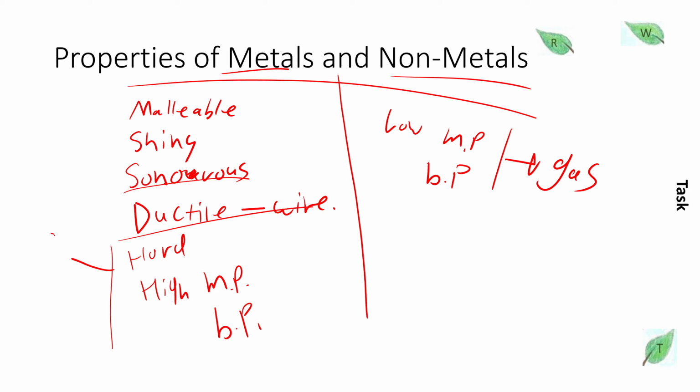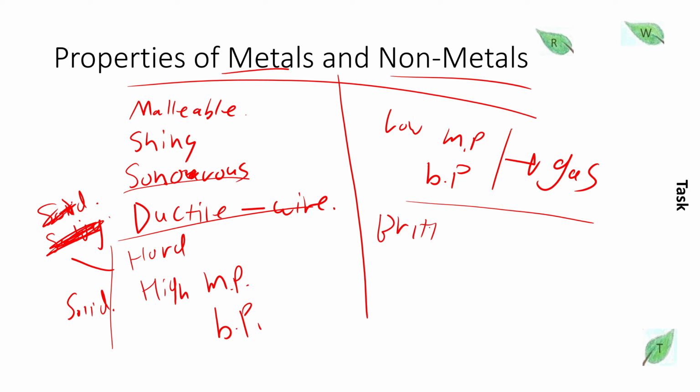Here, these will be solids. Generally, if you have a solid version of a non-metal, it will be brittle, which is the opposite of malleable. That's really all you need to know, because it's going to be brittle, it's going to be dull, it won't ring, it won't be sonorous, so they are pretty much exactly the opposite.